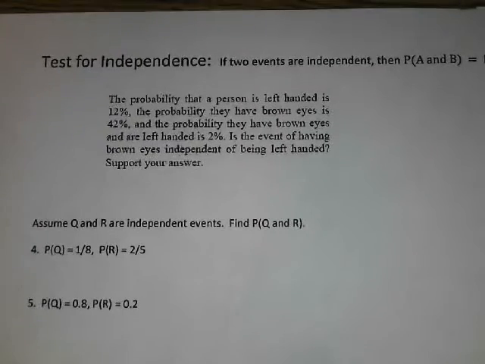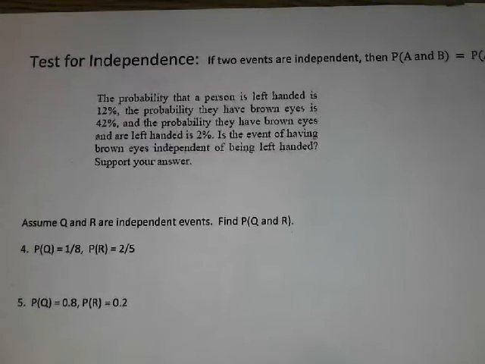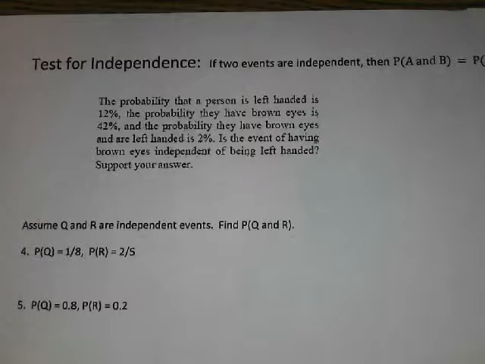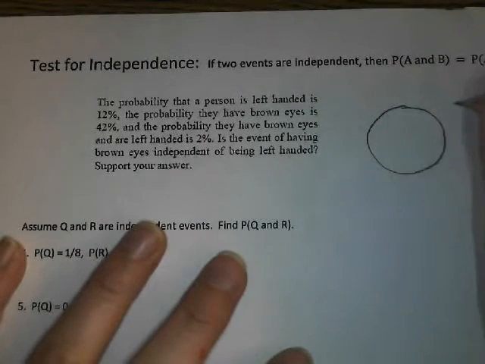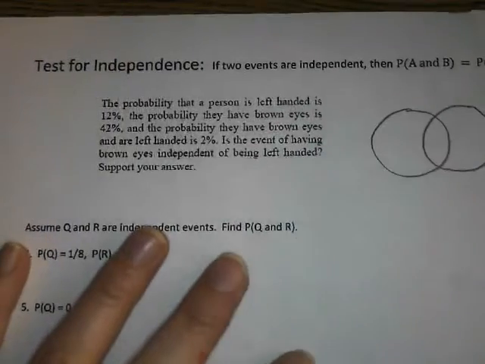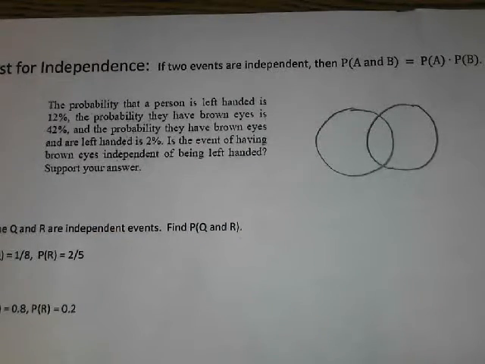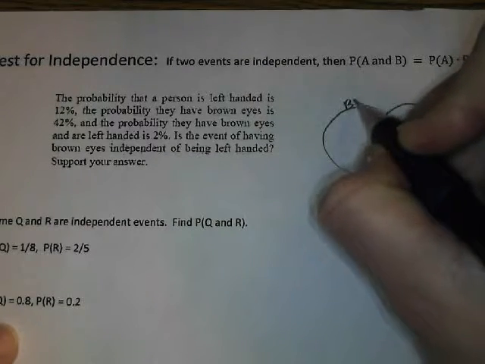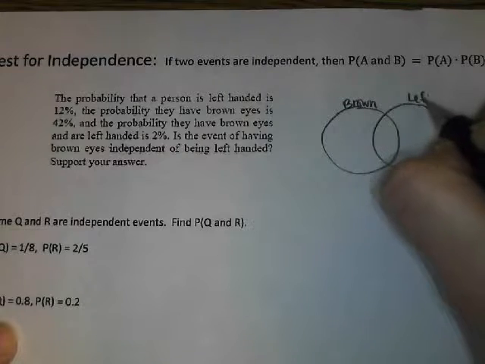We're going to do the same thing, but it looks like, with this paragraph they've presented us with, we're going to have to create our own Venn diagram. We've got a probability that a person is left-handed, the probability that they have brown eyes, and the probability that they have brown eyes and are left-handed. So what should the two titles for my circles be in my Venn diagram, Jake Phillips? Brown eyes, left-handed. Perfect. Brown eyes, left-handed.